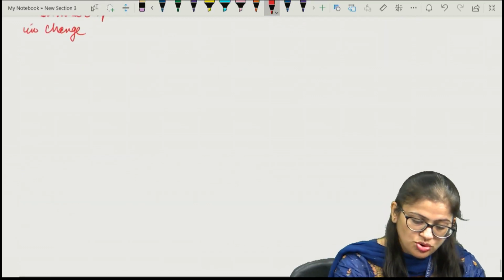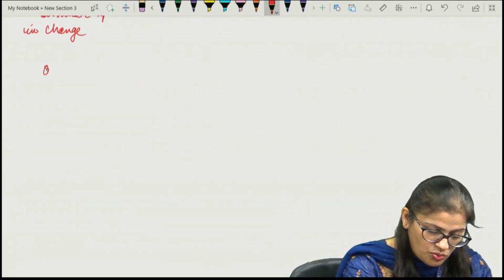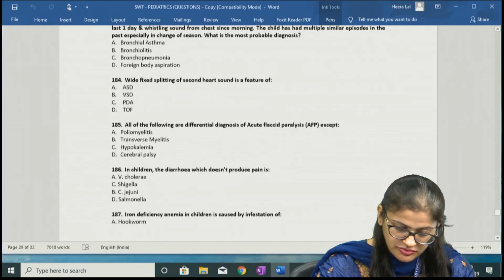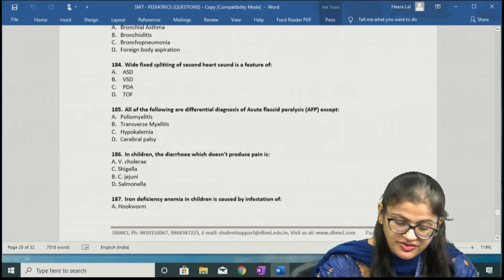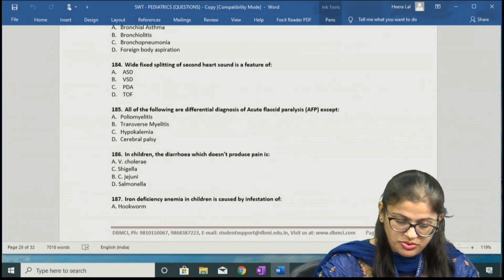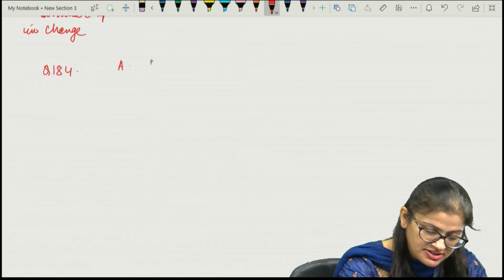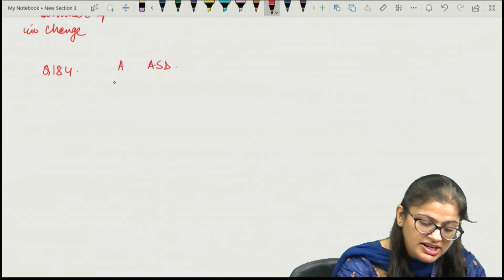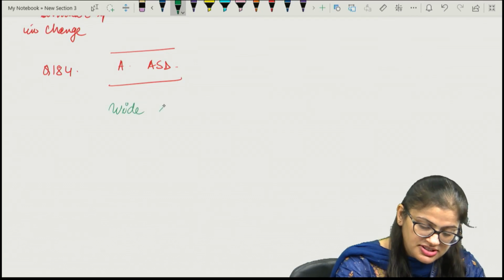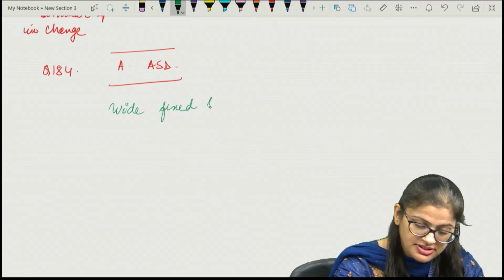So next we come on to question number 184, and that was, wide fixed splitting of second heart sound is a feature of, and the correct answer to this is option number A, that is ASD. So wide fixed splitting is characteristically seen in ASD.